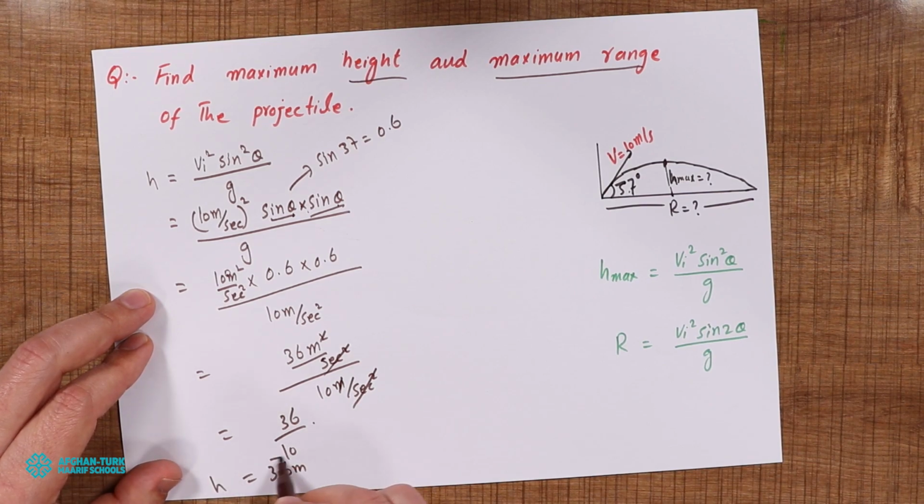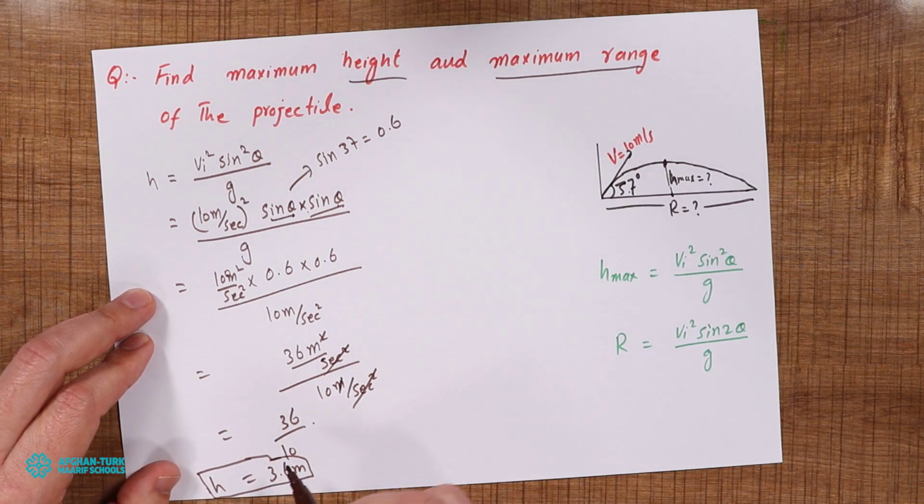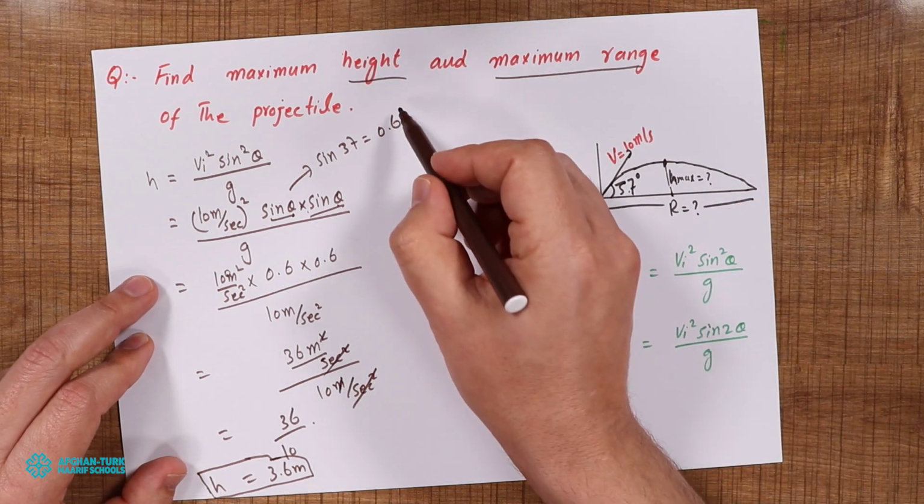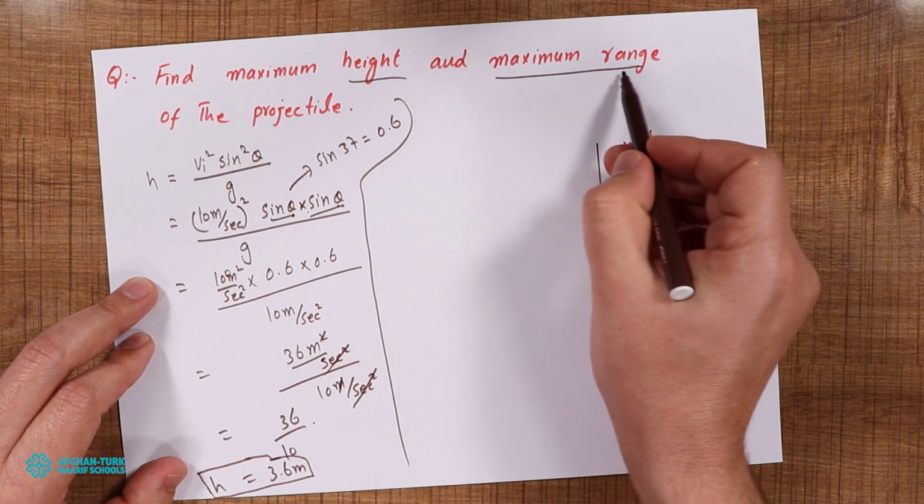So this is the maximum height of the projectile if the initial velocity is 10 meter per second and the angle is 37. Now we are going to find the maximum range.